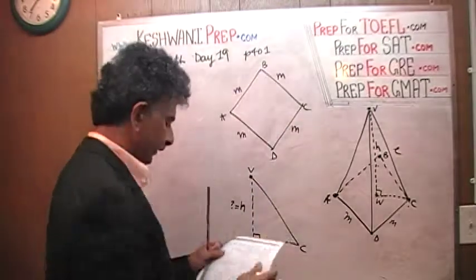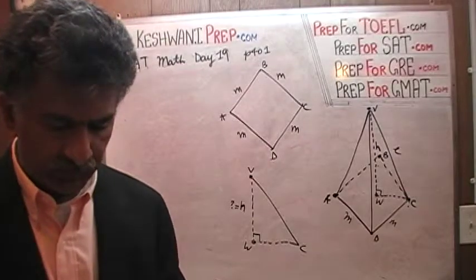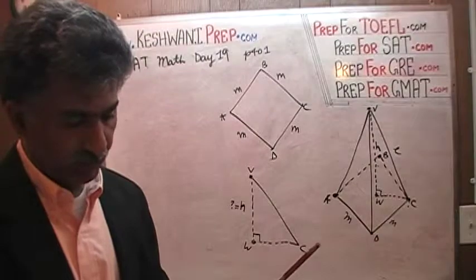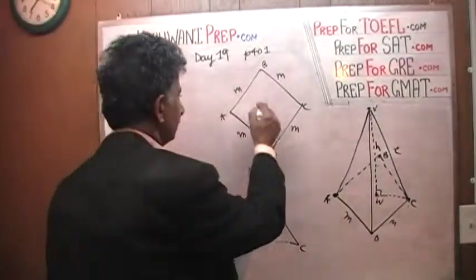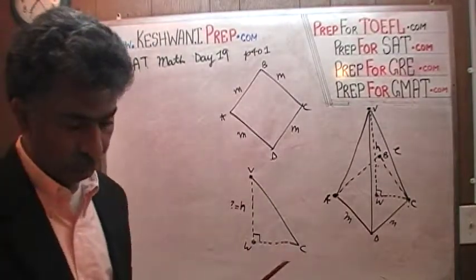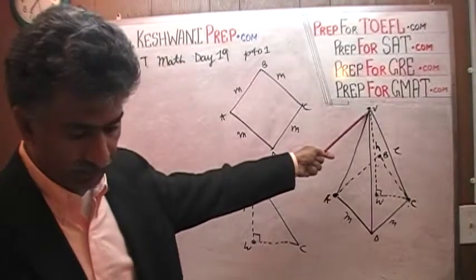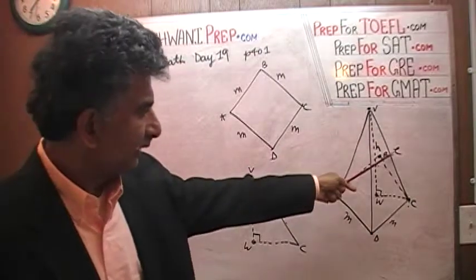Let me read the question as they give it to us. It says the pyramid shown above has the altitude h, which we just showed here, and a square base of side M. This is the base of the pyramid. The four edges that meet at V, the vertex of the pyramid, each have the length E.